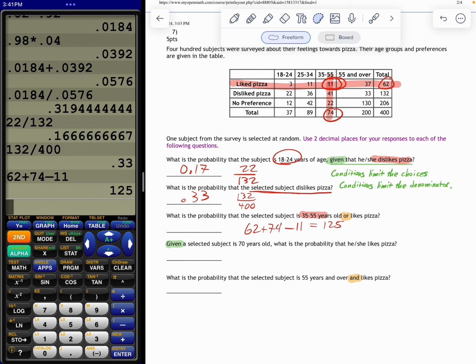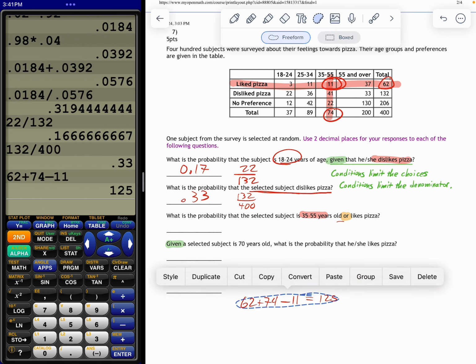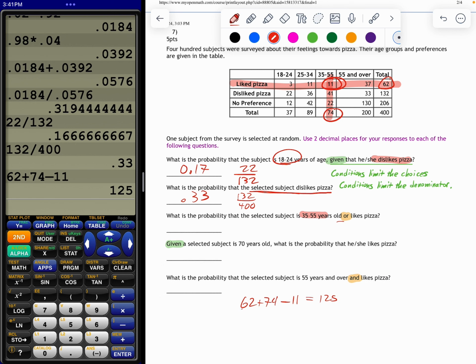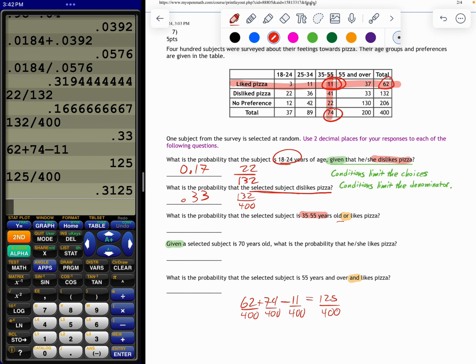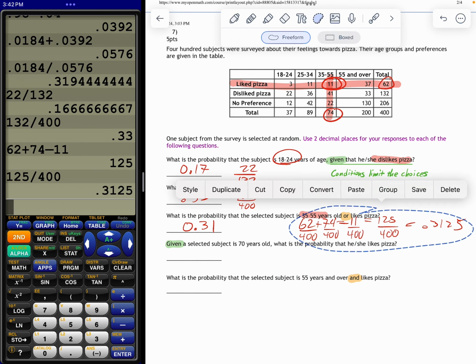Now, you could treat this entire thing as a probability if you wanted. They're all technically out of 400, each one. But they have a common denominator the whole way through, so that's not going to change anything. So I got 31 if you round it, 0.3125. Okay, put that up there.